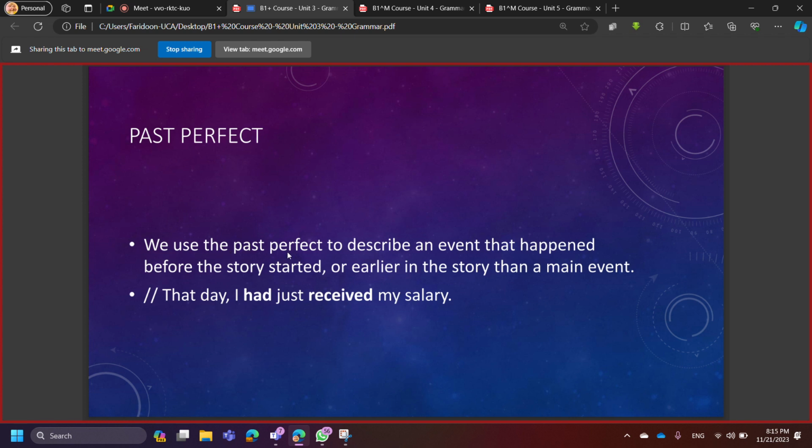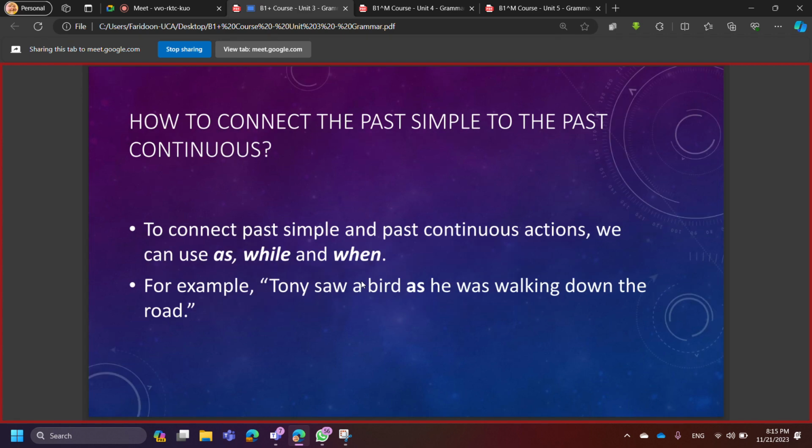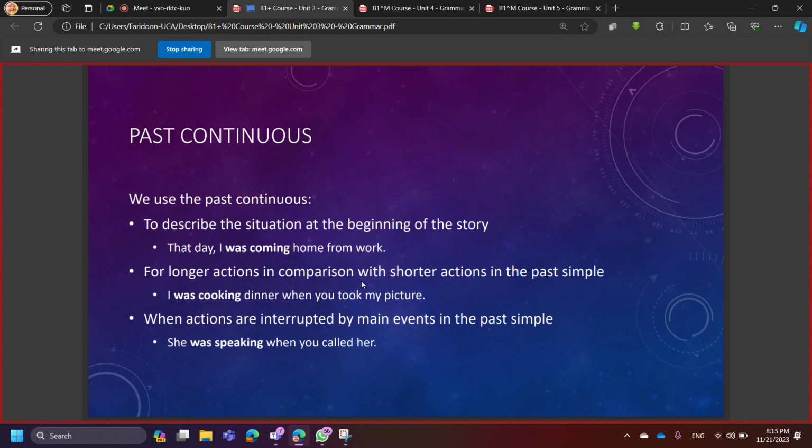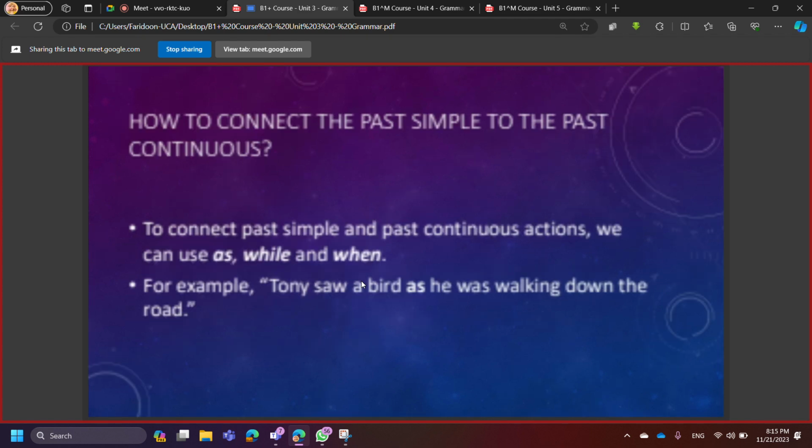We use the past perfect to describe an event that happened before the story is started, or even earlier in the story than a main event. So we talked about many things, right? We talked about the main event itself. This was the main event. We were using the past continuous for the background information kind of thing, like at the beginning or longer actions. Again, not very, very important.